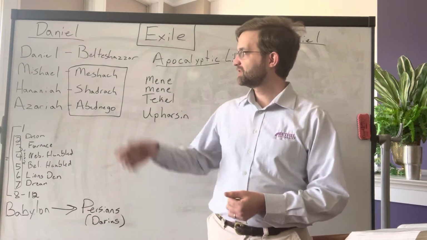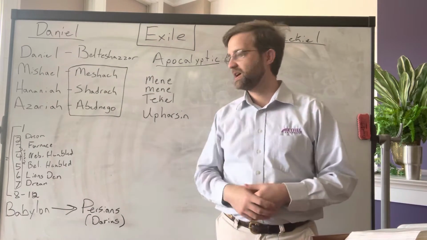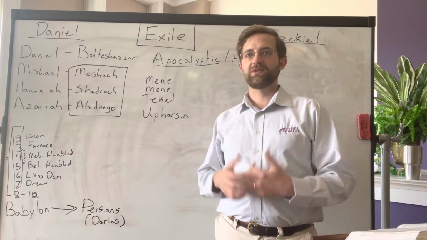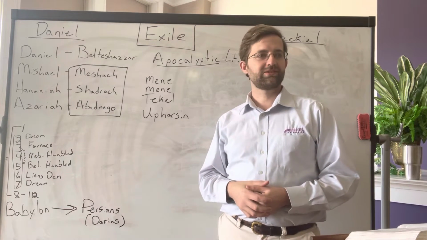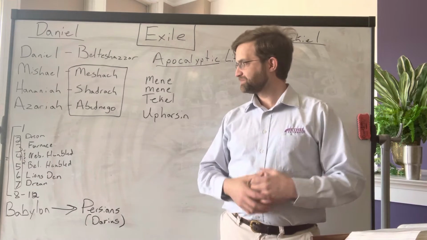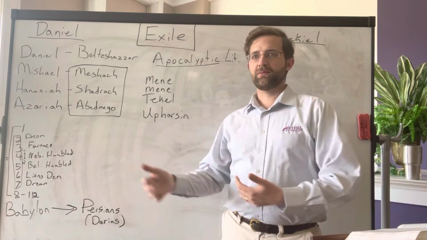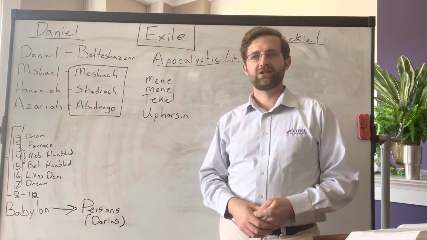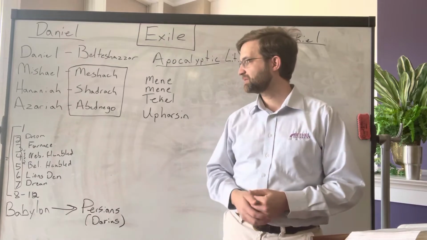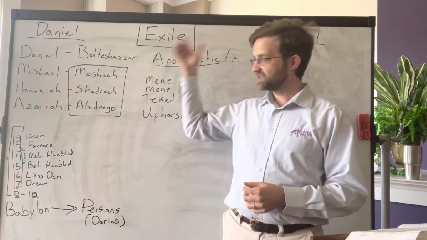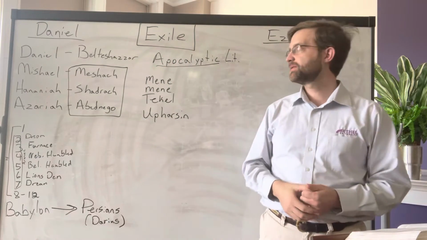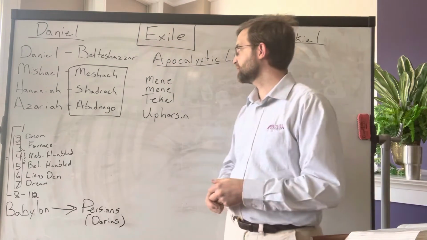Daniel and these other three guys, Mishael, Hananiah, and Azariah, are all young Jewish men that are carried off into captivity in that first wave of deportation by Babylon, Nebuchadnezzar. And they are carried to the capital city and are trained to enter into the king's service. And we'll talk about that in a little bit. And so all of these guys are part of that first wave of deportation carried off into Babylon, into exile.